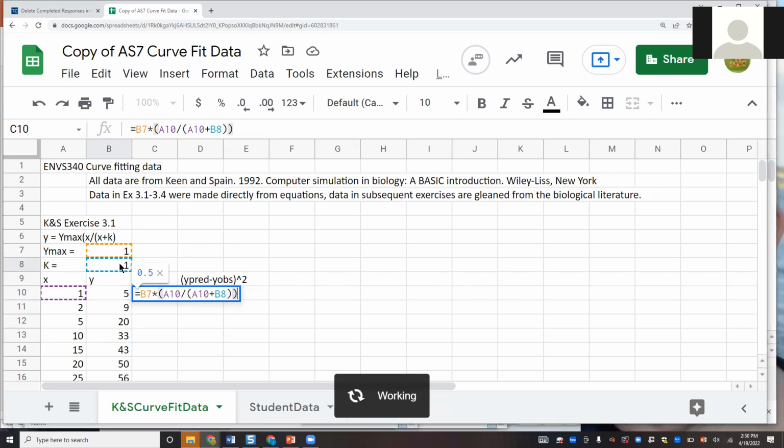And the other thing I'm missing is what? What haven't I done yet? Dollar signs. So I've got to put dollar signs in there too. Wait, no, that's not where I want a dollar sign. That doesn't want a dollar sign. I want it in my constants. And my constants are Y max and K. So I only want the dollar signs for Y max and K. And like I said, I could put a dollar sign in front of the B's, but it's really the numerical reference that I want to hold constant. So I'll just put those dollar signs in.